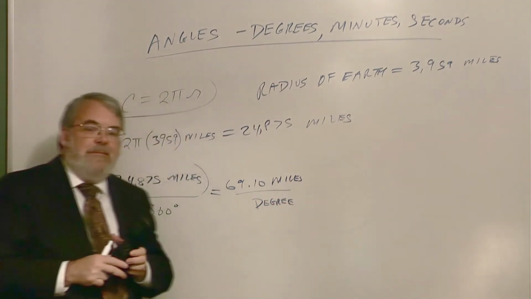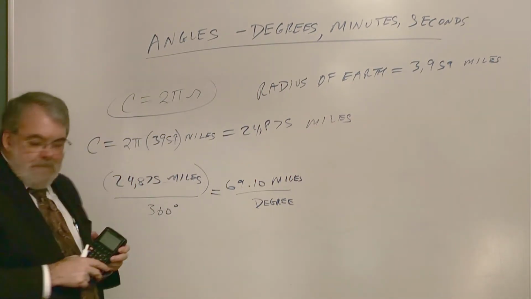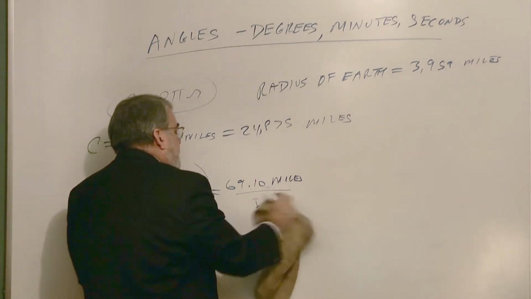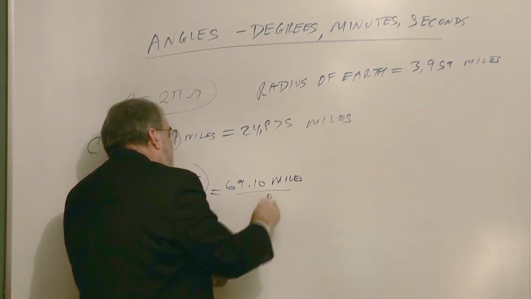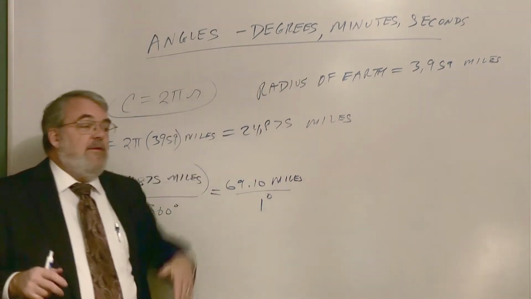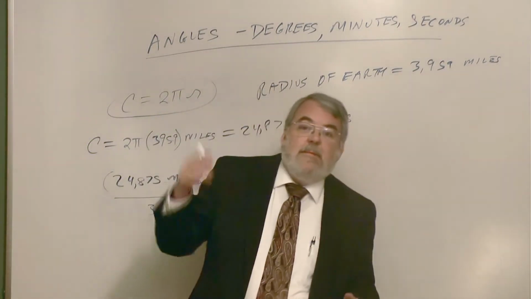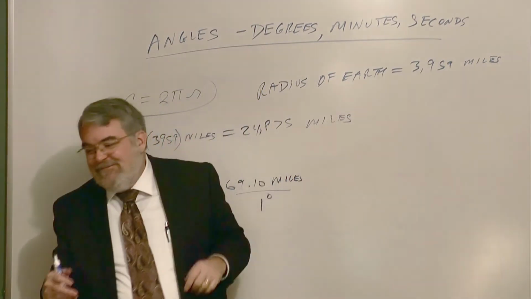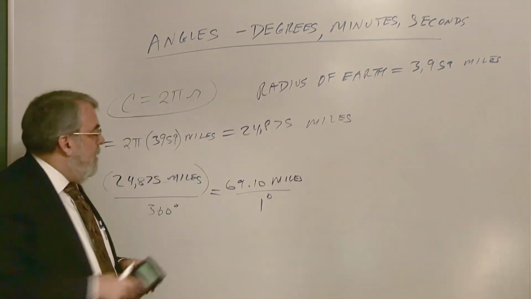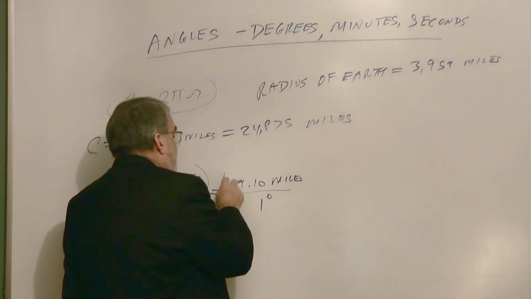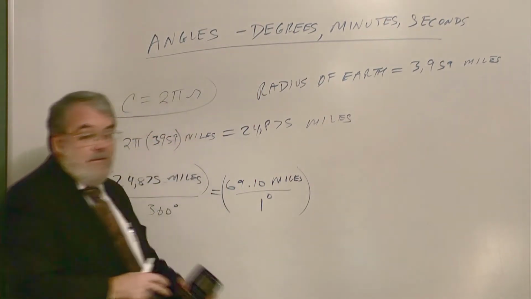I'm going to call this per 1 degree, that'll save some writing. So 69 miles north and south. So if you travel north 69 miles, you've gone approximately 1 degree of latitude on Earth. Great. All right, so how much is that in minutes? Or how much is a minute? All right, so convert to minutes.